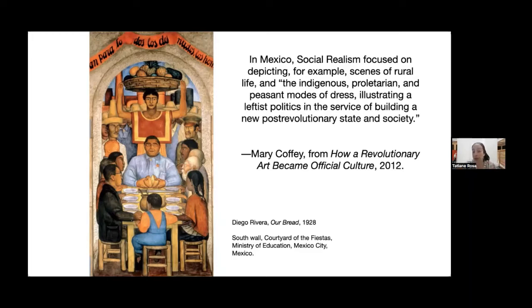One of the things that I find fascinating is that the diversity of the people sitting at the table includes young children. And how often do we see young children in a formal painting like this? It's just fascinating to me. It's true. Yeah, I agree.